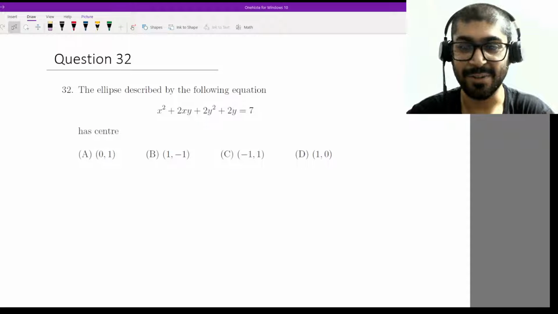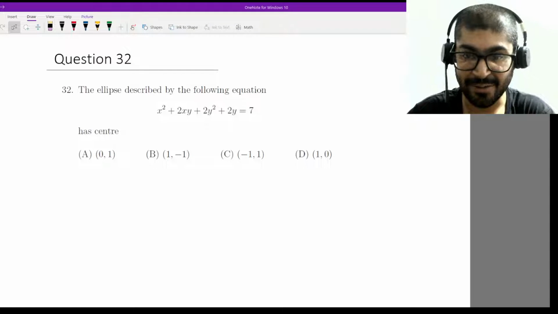Hello students, welcome everyone to the last question for the sample paper of BSDS 2024. We're at question 32 and we have to find the center of an ellipse.